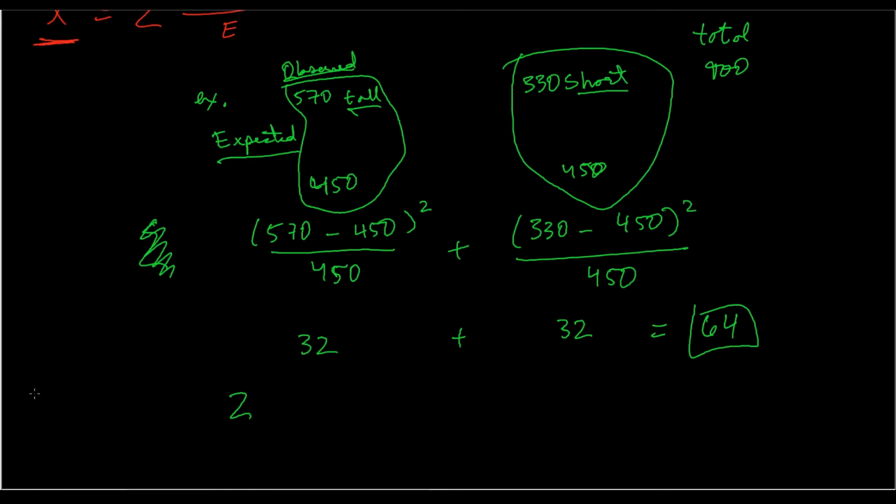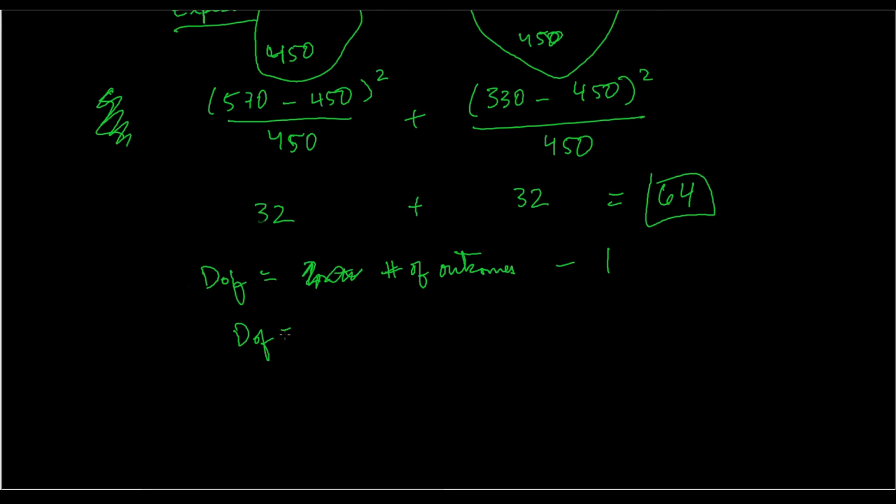Now, in order to find the degree of freedom, DOF, degree of freedom, is equal to the number of outcomes minus 1. So in our case, the number of outcomes is 2, minus 1, which means the degree of freedom is equal to 1. All right, so that is our degree of freedom, 1.